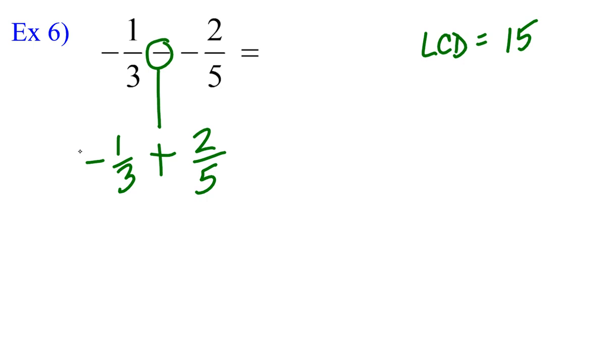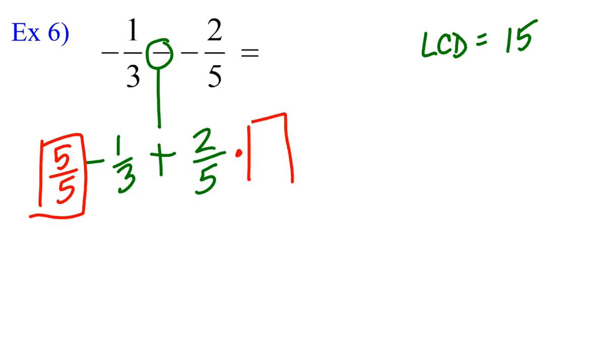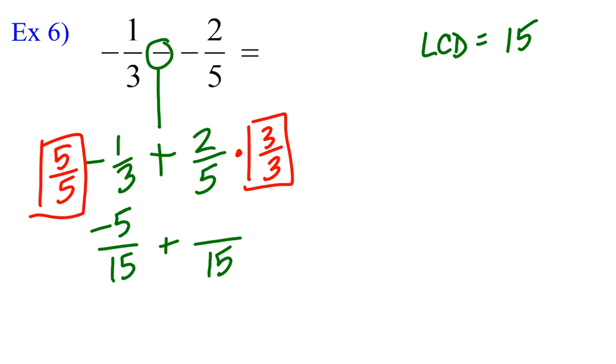Now, in order to get 15, I would have to multiply this negative 1/3 by 5 over 5. And this 2/5, I would have to multiply by a fraction of 1, that is 3 over 3. By doing that, we get the common denominator of 15. Over on the left here, I have 5 times negative 1, which is negative 5, and 2 times 3 on the right, which is 6.